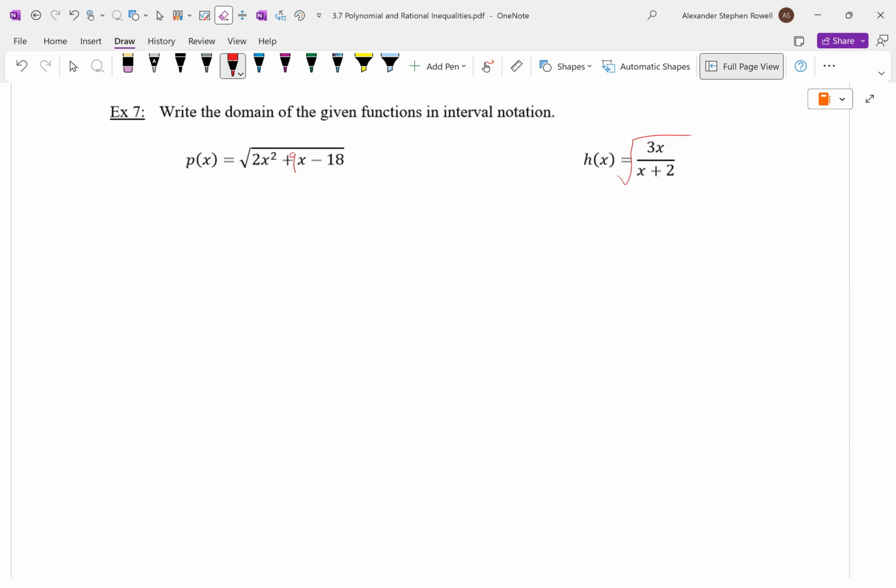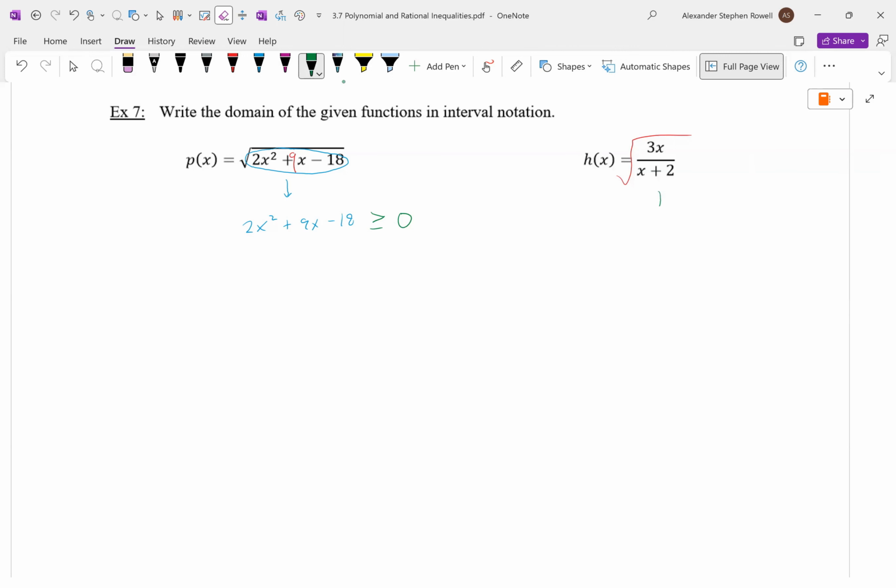How do you find the domain of a radical function? The inside must be greater than or equal to 0, because if I plug in a negative, the square root of a negative is not a real number. So the domain is what values of x I can plug in to get a real number. The inside of the radical must be positive or 0 to get a real number.